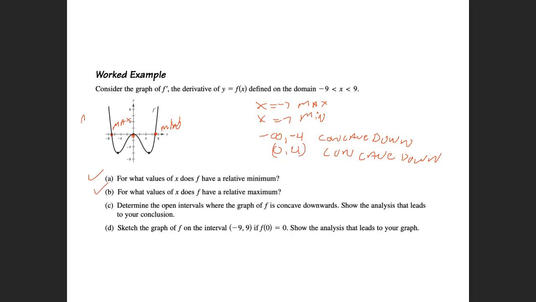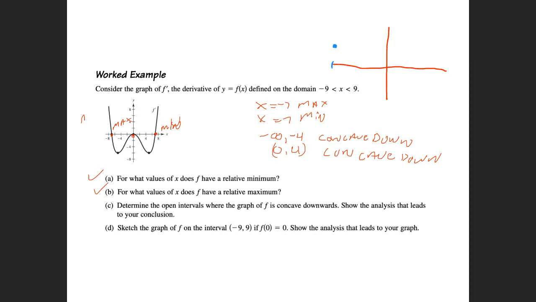So if I would do this again, let's say I was going to do this problem again. Here's my graph. I know that at negative 7, there's a maximum value, right? Let's say that this is negative 7 here. I could put it up here, down here, way down here, or way up here. We don't know. We just know that there's a maximum value there. So I'm going to put a point there.